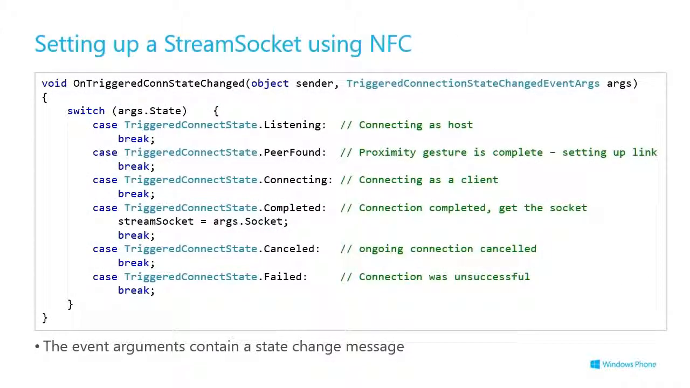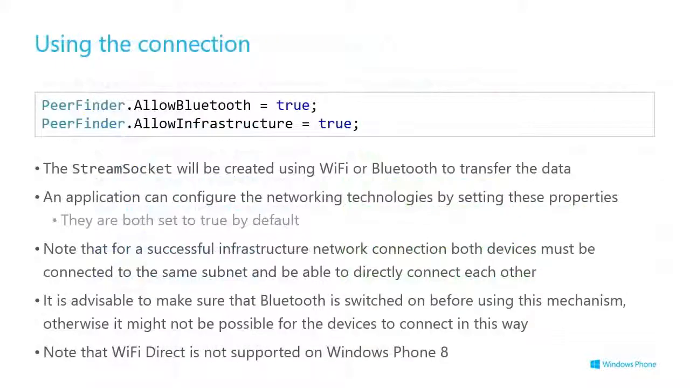And then you get this TriggeredConnectionStateChanged event, which will fire multiple times. First of all, Listening is where it's connecting as host. PeerFound is where the tap to connect has happened, and at this point you can tell the user in the UI that they can take the devices away. Then it's Connecting. When you get the Completed event, you've got a stream socket set up and you can take the devices away. Thereafter, you're working over Bluetooth or over Wi-Fi. And then there's a couple of other failure connection states you can get as well.